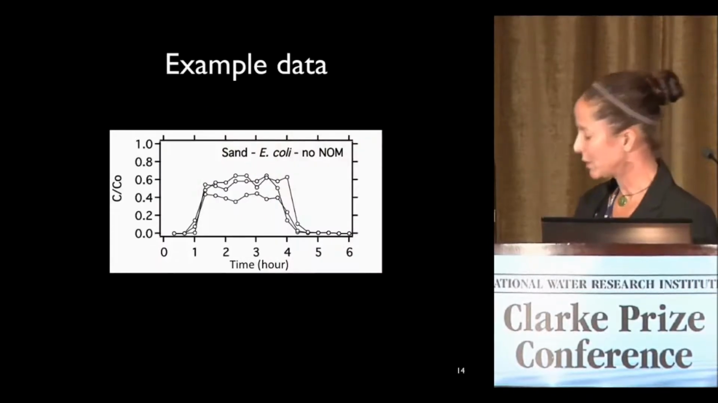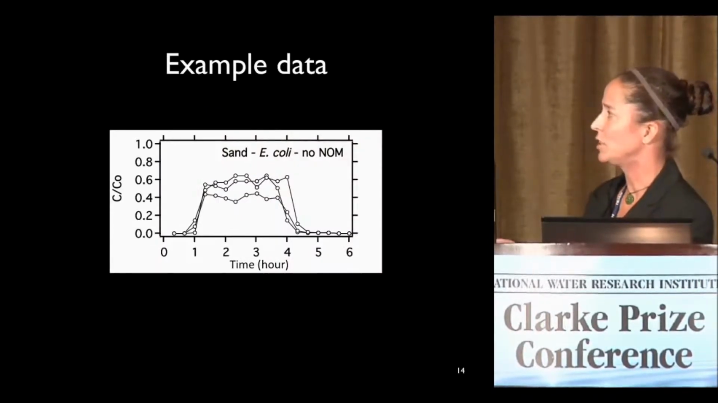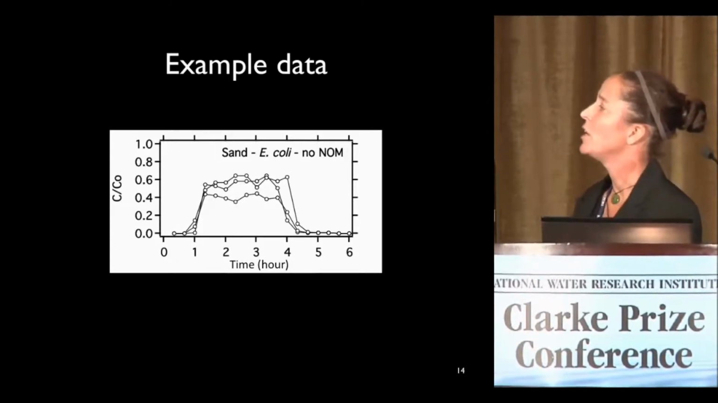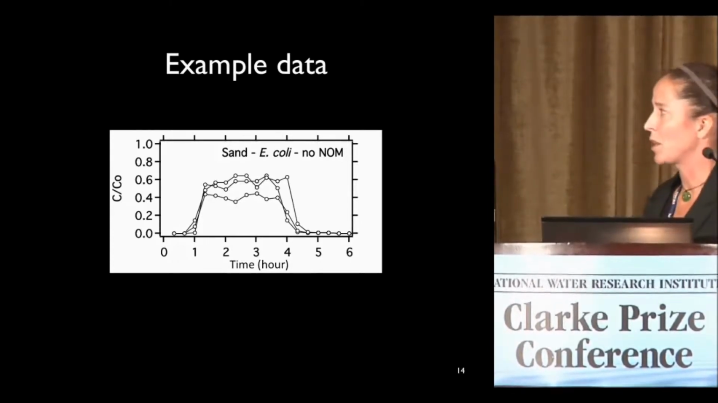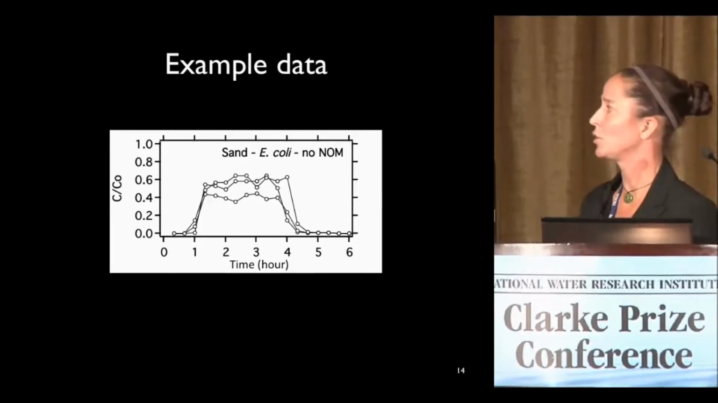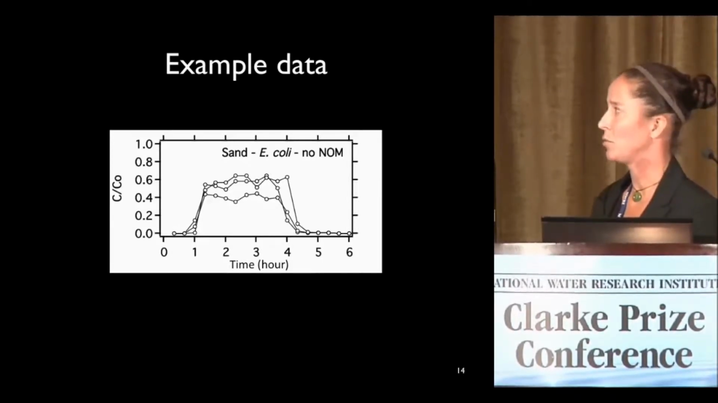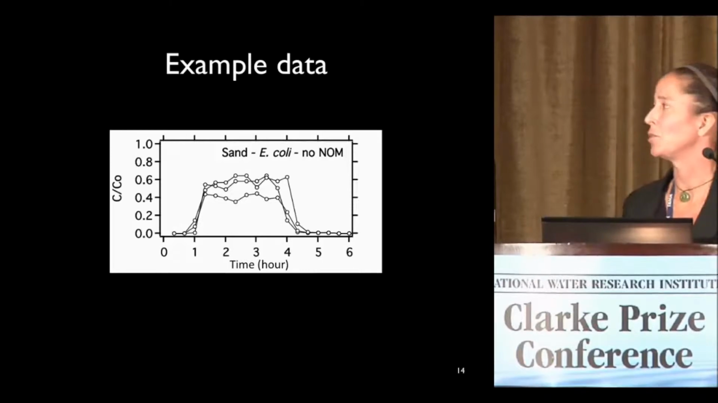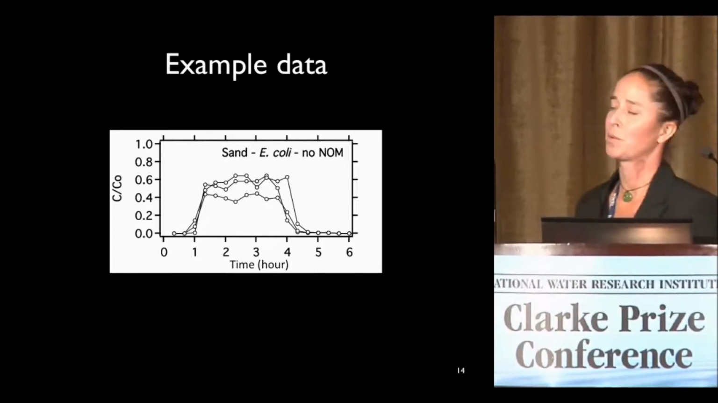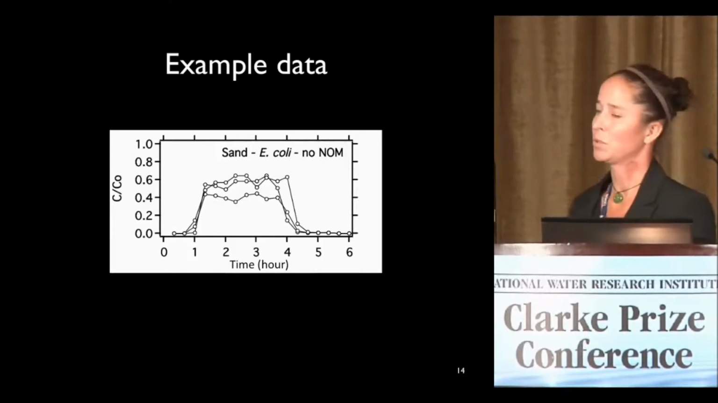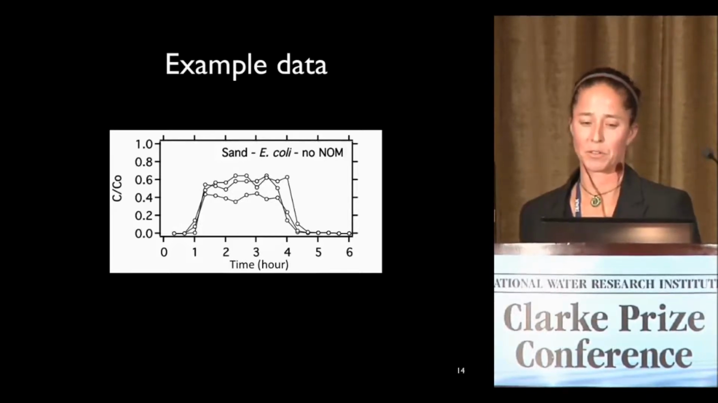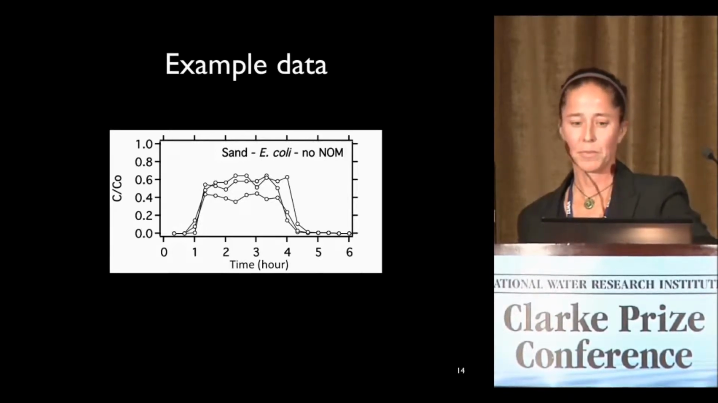So of course, here's some example data. It shows C over C naught in the effluent of the column, and this is time in hours. And we injected the bacteria-laden stormwater up until 3 hours and then sterile stormwater after that. And you can see that in this particular experiment, which shows triplicate results from sand, just sand alone with E. coli and no NOM in the stormwater, that you see pretty high breakthrough of bacteria. About 50% of what came in was coming out, so not very much removal.